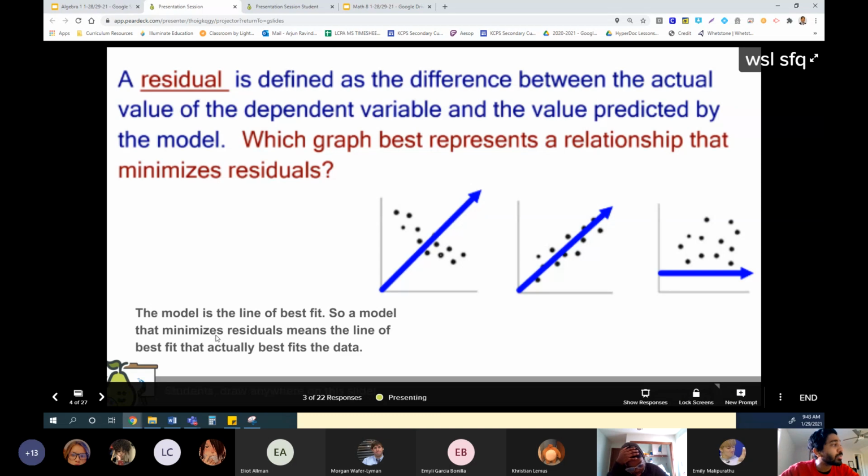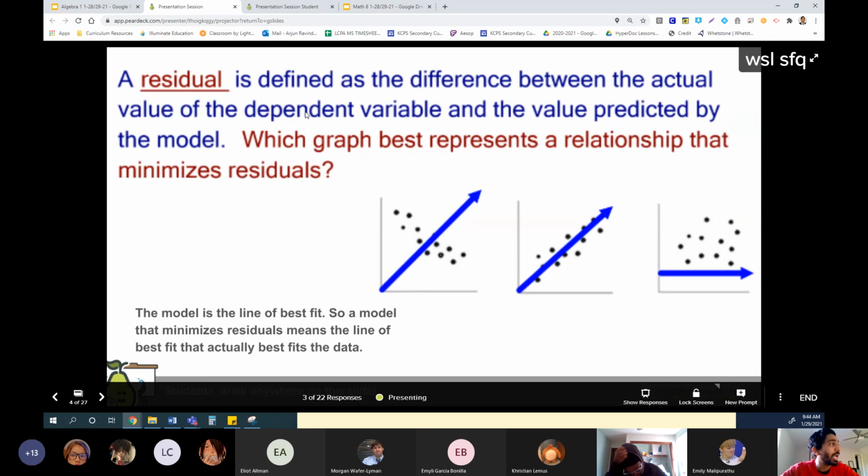Residuals are the distance between the dots and the line of best fit. So which graph here minimizes residuals? Yeah, it's the middle graph because it's the graph that best fits the data. So take a moment to please copy down the definition and then also put the definition in your own words. What is a graph that minimizes residuals?